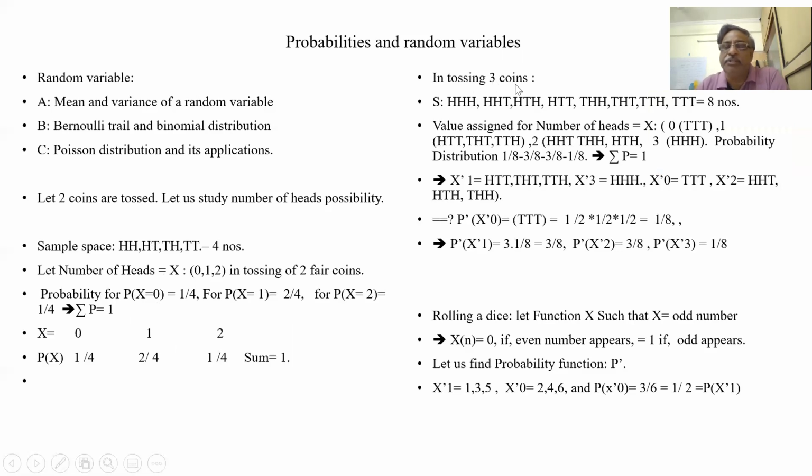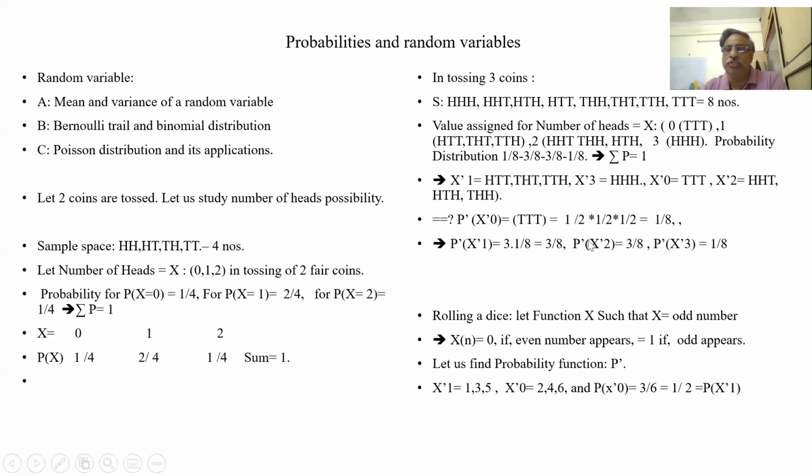I have tossed 3 coins. So these are the 8 possible outcomes. For x is 0, the number of heads is 0. What is possible? Only 1. So the probability is 1/8. Suppose I want the number of heads to be 1. What are the possibilities? Only one head will appear. How many are there? 1, 2, 3. So 3/8 is for 1 head. Three cases are possible, so x is 1 is 3/8.